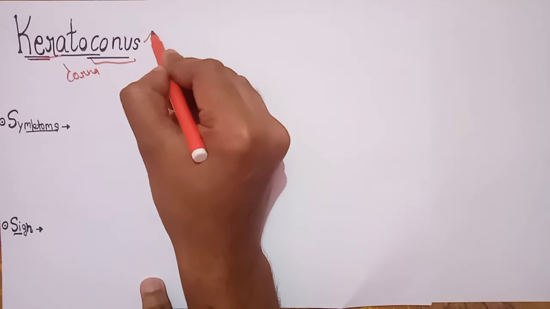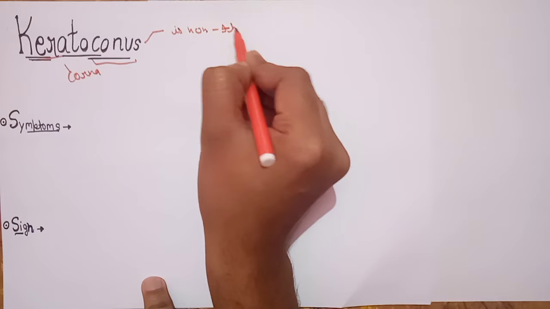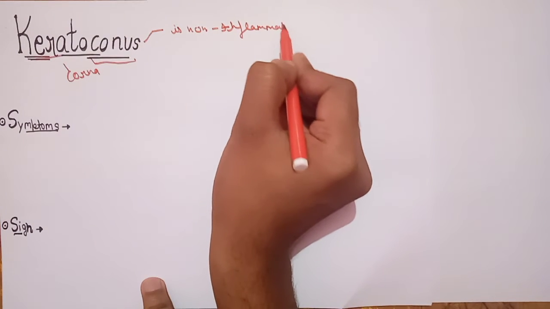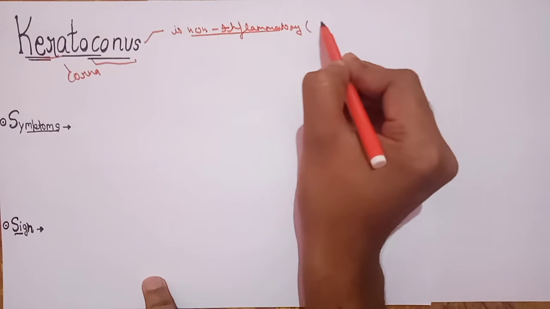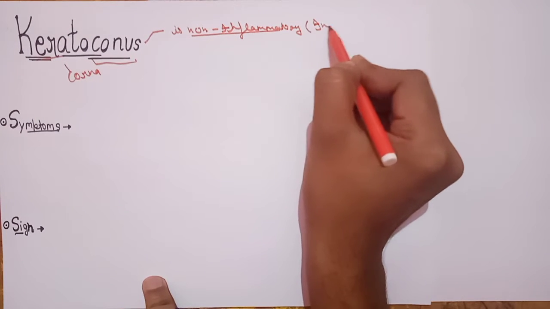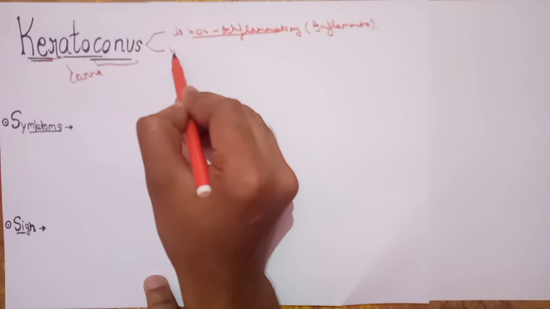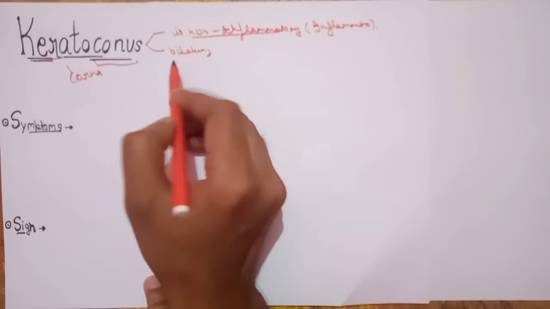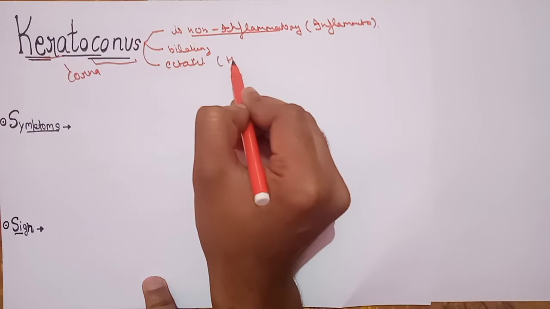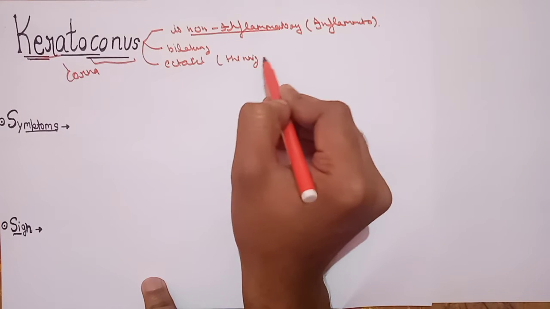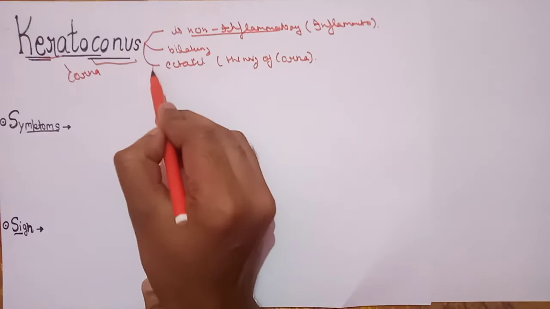Previously it was considered non-inflammatory, but in many recently published researches, it is also included as inflammatory. It is always bilateral. It is an ectatic condition, meaning thinning of the cornea.